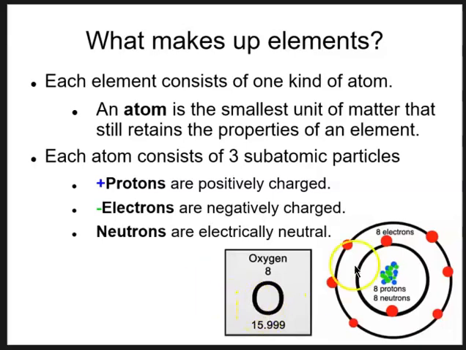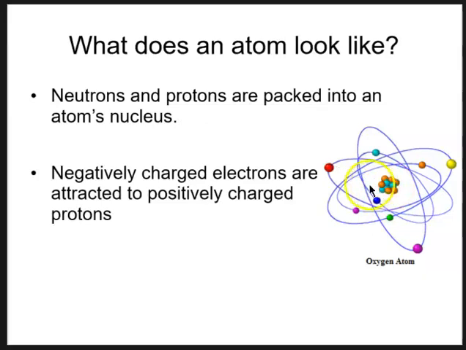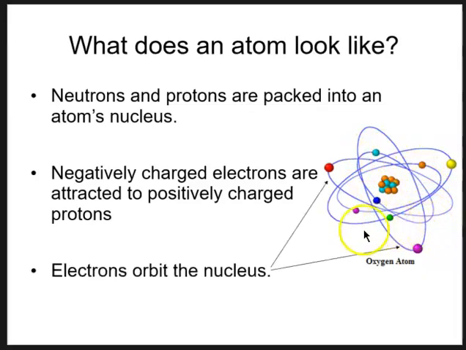So here we have an atom of oxygen. It's made up of protons and neutrons and electrons. So this is a single atom of oxygen. Now, what does an atom actually look like? Well, what we have is what's called the nucleus of the atom, and that's made up of protons and neutrons. That's at the very center of the atom. And then on the outside, orbiting this nucleus, are the negatively charged electrons.